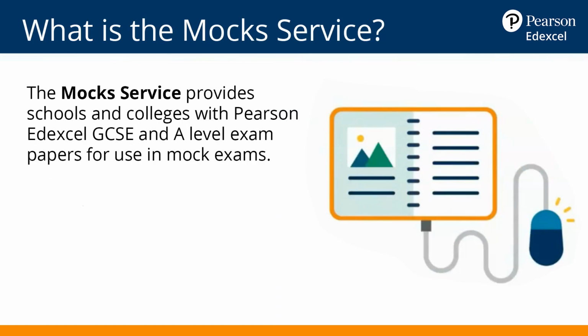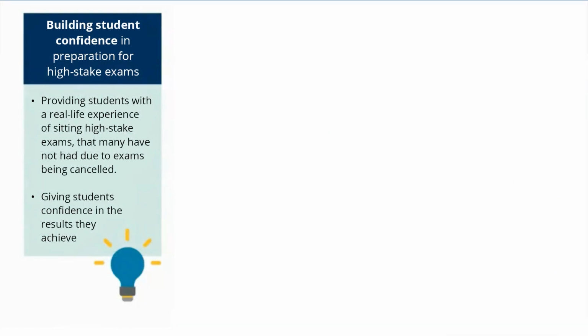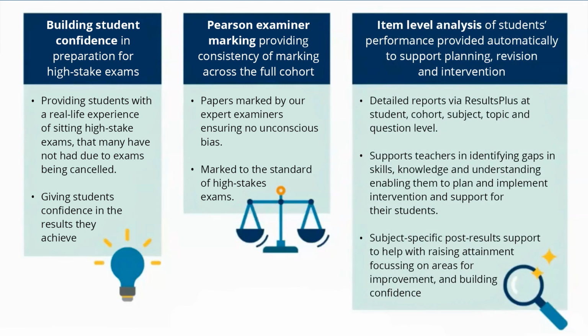So it's provided for GCSE and A-level exams, and as I say, for the first time, AS level maths this summer. Sat by students and marked by the examiners. Builds confidence, so you get Pearson examiner marking, providing consistency of marking across the full cohort. Papers are marked by the examiners to get rid of any unconscious bias. When I was marking a paper, I always used to try and fold the cover over so I didn't know who it was. Sometimes you can tell by the handwriting though, can't you?